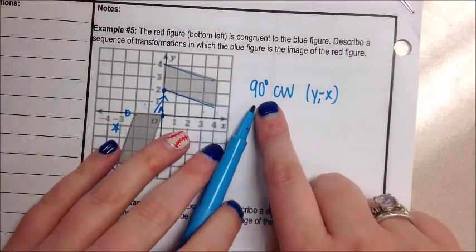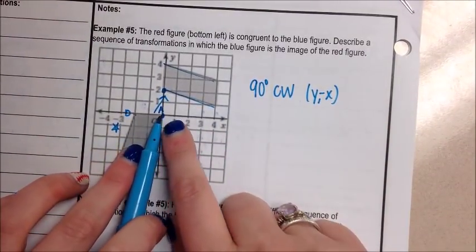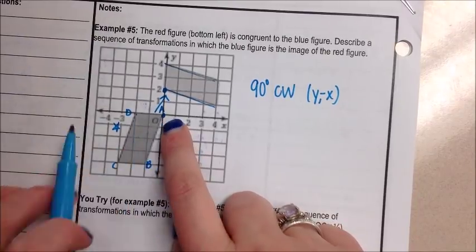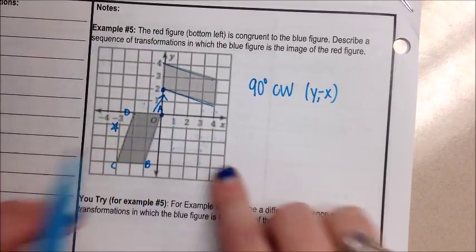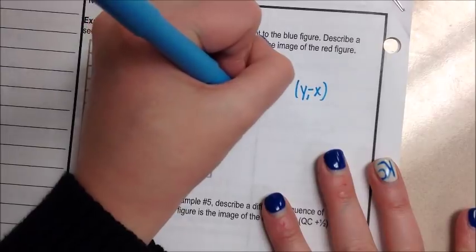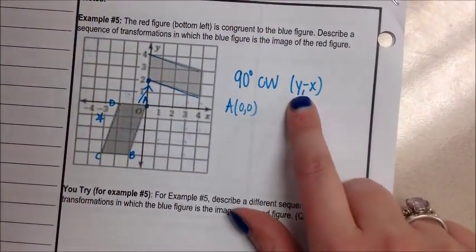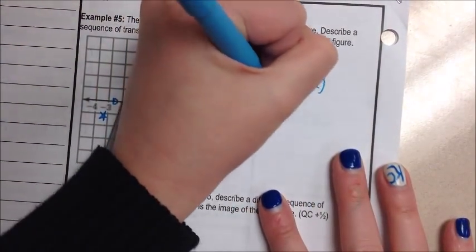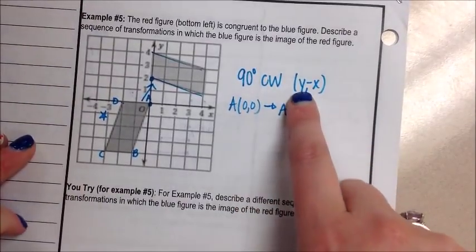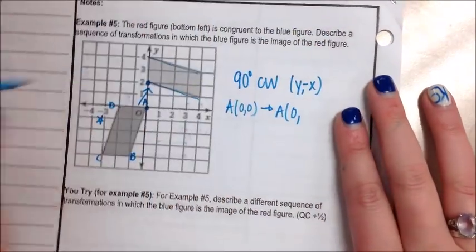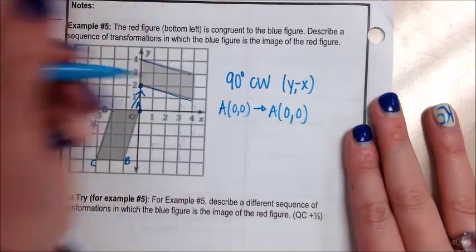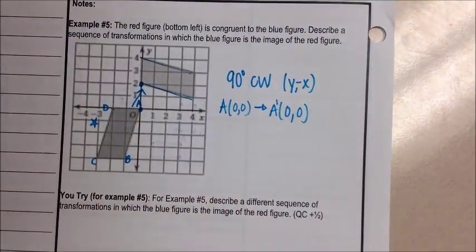If I rotate this 90 degrees clockwise, A is going to stay in the same spot, because right now A is at (0, 0). If I move the 0 to that spot, that stays 0, and the opposite of 0 is just 0. So that's where A is going to be.